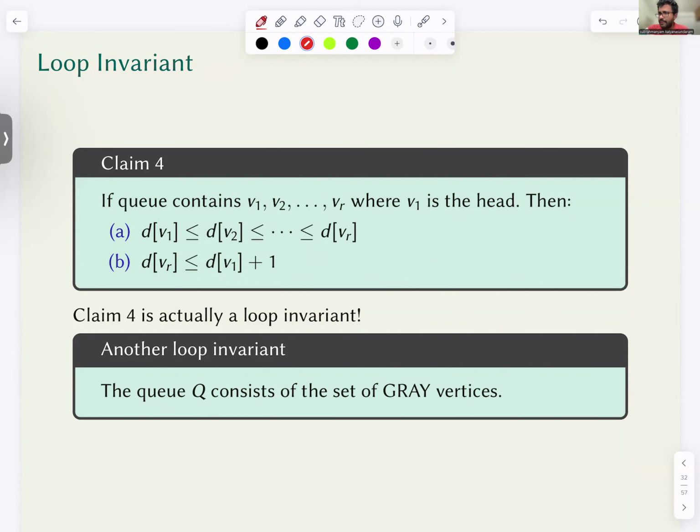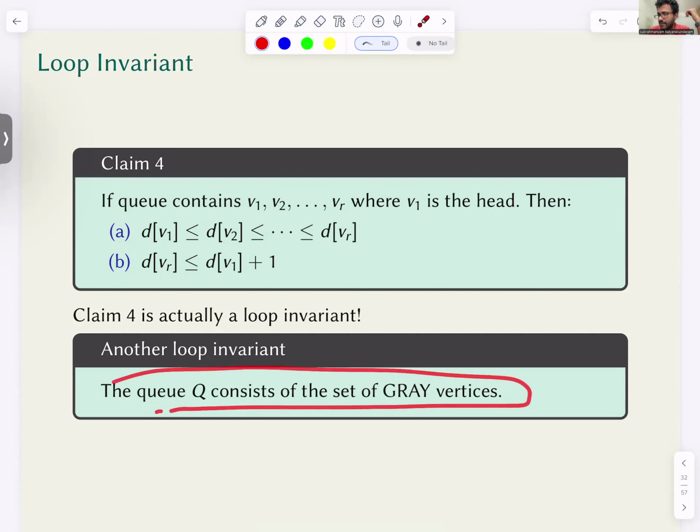One more point is that in the loop, we have an invariant. An invariant is some statement that is always true during the execution of an algorithm. One other invariant is that the Q will always consist of the gray vertices. When we described the algorithm, it should have been clear, but I'm just saying this.